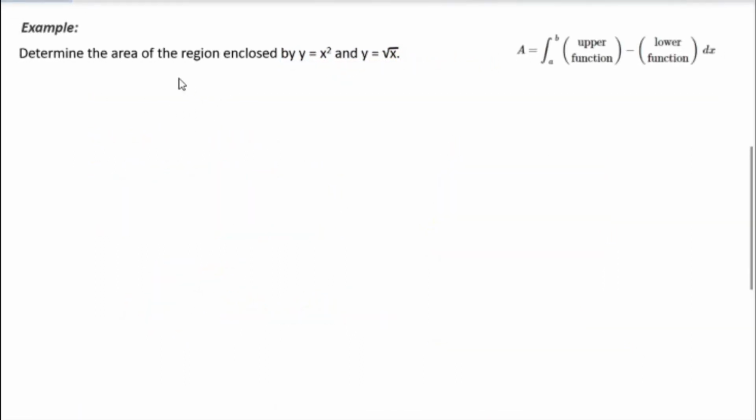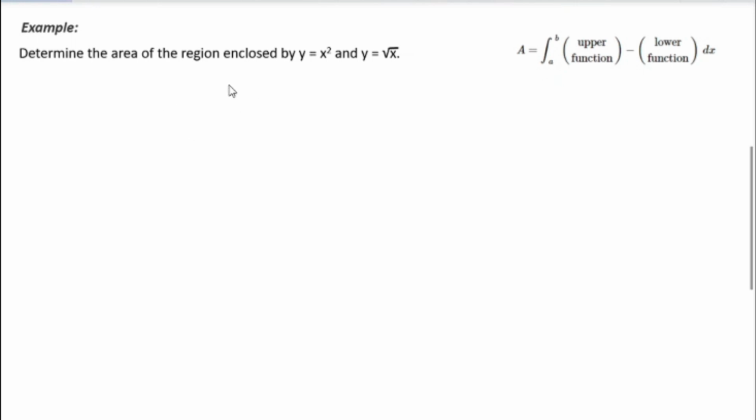Example: determine the area of the region enclosed by y equals x squared and y equals square root of x. Using the formula for area between curves, we have area equals the integral of the upper function minus the lower function dx from a to b.